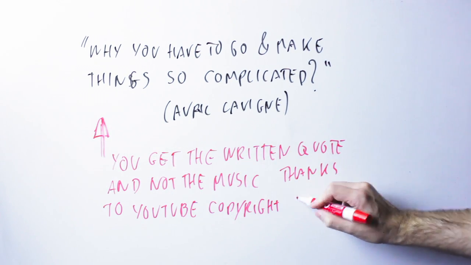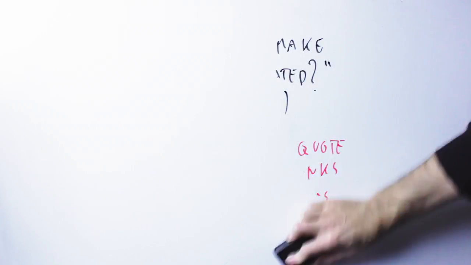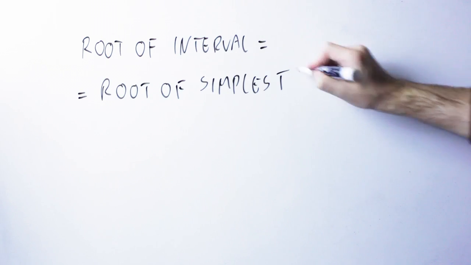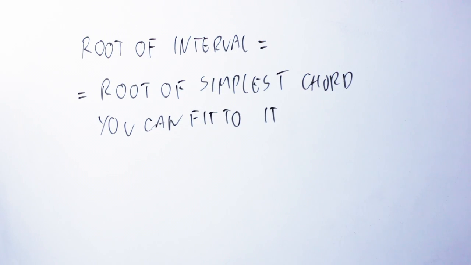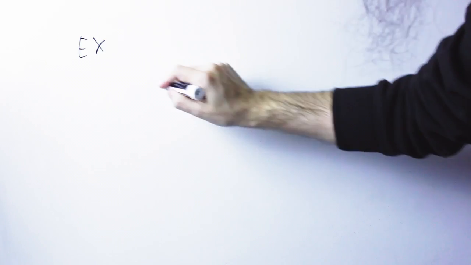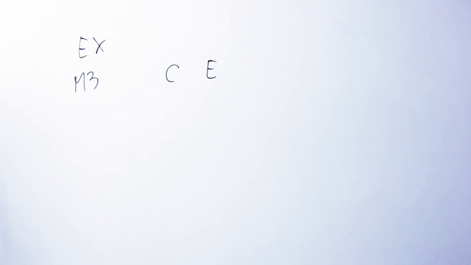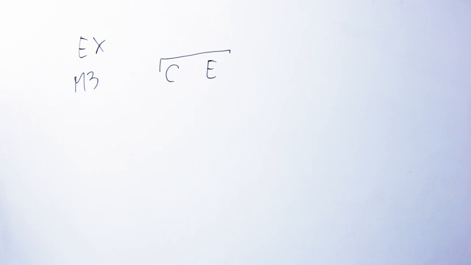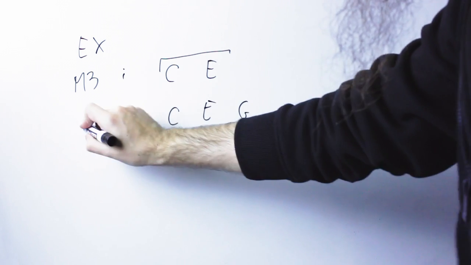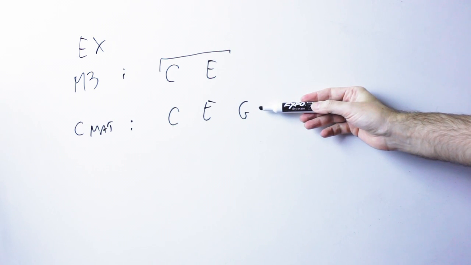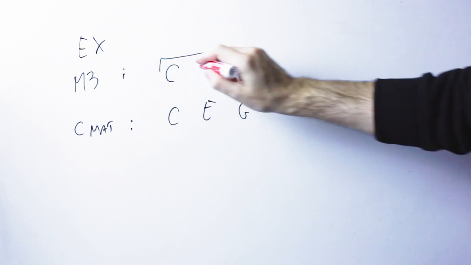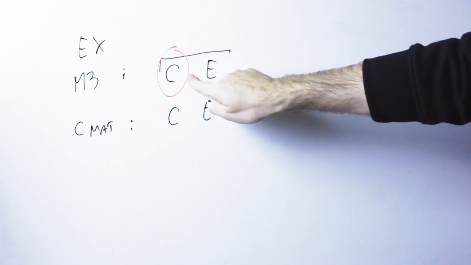Anyway, what is the root of an interval? It's simple. The root of an interval is just the root of the simplest chord you can fit to that interval. Let me explain. Let's say, for simplicity, that your interval is a major third, and I'm going to take the note C and the note E. Okay? Immediately you can see that you can fit a C major chord to it. C, E, G. The C and E, we can pretend for a moment, is just a C major chord in which I eliminated the G. And if this is the case, C is the root, because C is the root of the chord, and so it's going to be the root of the interval.